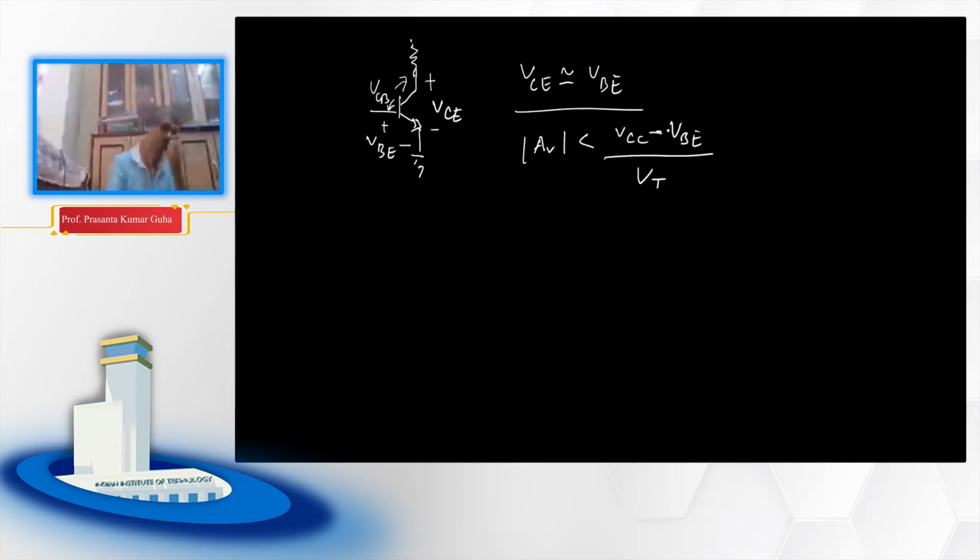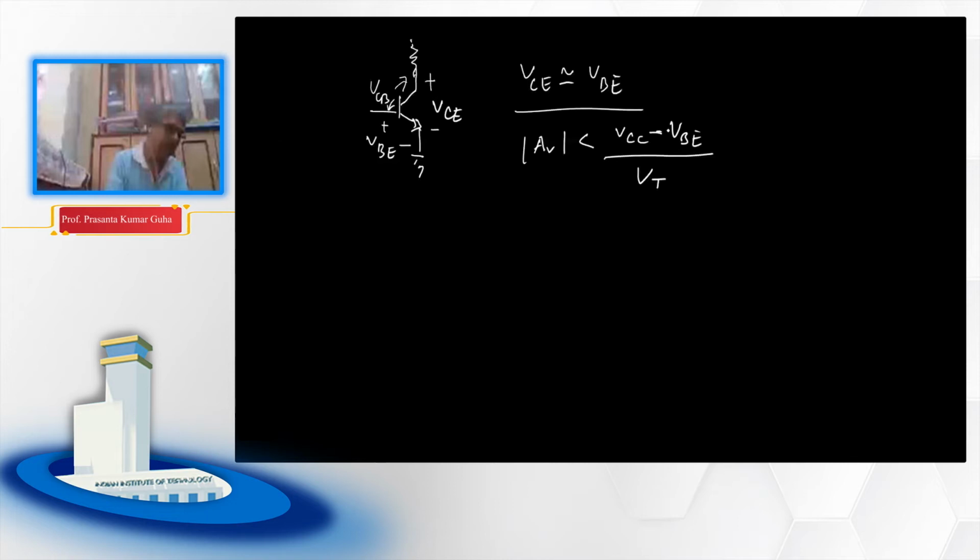If this is the case, that's basically like you are going to the edge of saturation. Then we can fine tune this above inequality, so gain will be limited by this. So this is what I mentioned in the last class, that the VCC or this supply voltage has influence on the gain, because this supply voltage will dictate the forward active condition of the transistor.